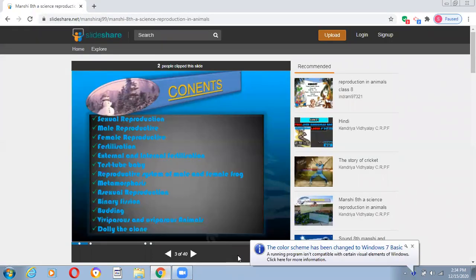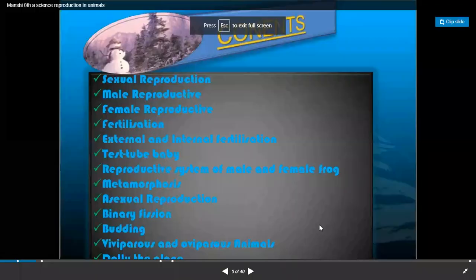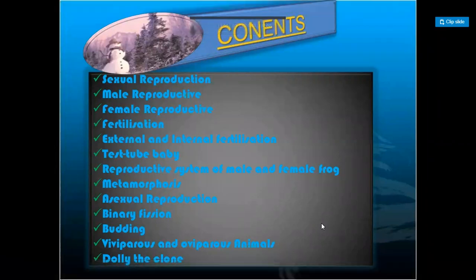Like what is reproduction? In class 7 we have studied about reproduction in plants, both sexual and asexual reproduction. Now in class 8, we will study about reproduction in animals, right? So reproduction is a term which means the production of new individuals by their parents.